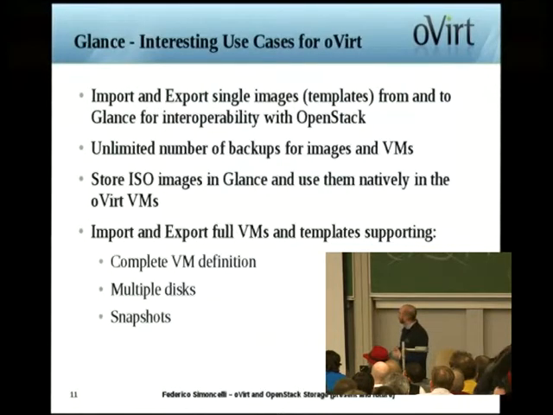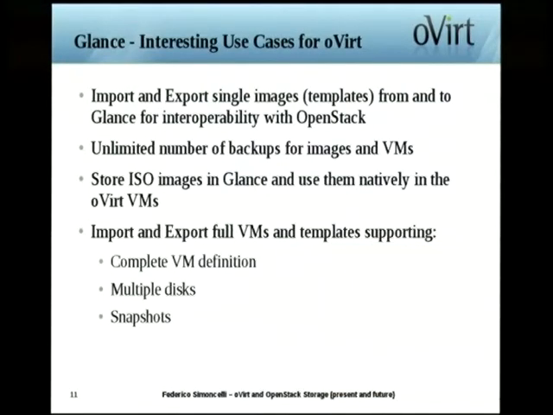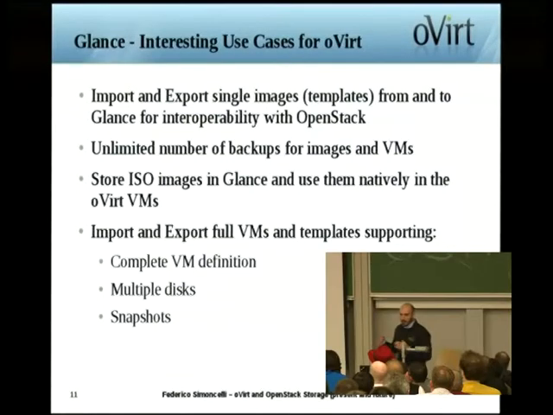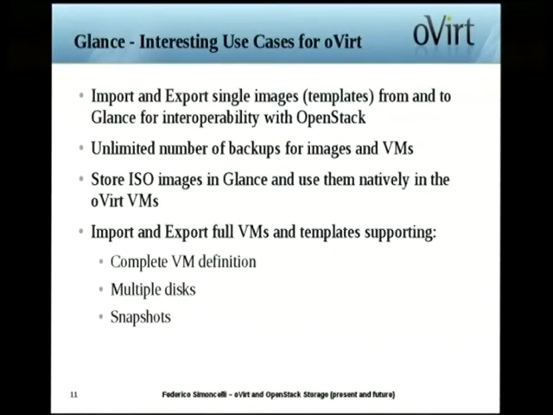We can be used for backups of images of VMs, and basically also use it as ISO domain. Today, oVirt has something specific that is called ISO domains that are used to store ISO images for the VMs, but we can try to think to leverage Glance also for that. And then the final goal that is really ambitious is to import and export full VMs and templates supporting complete VM definition, multiple disks, and snapshots.